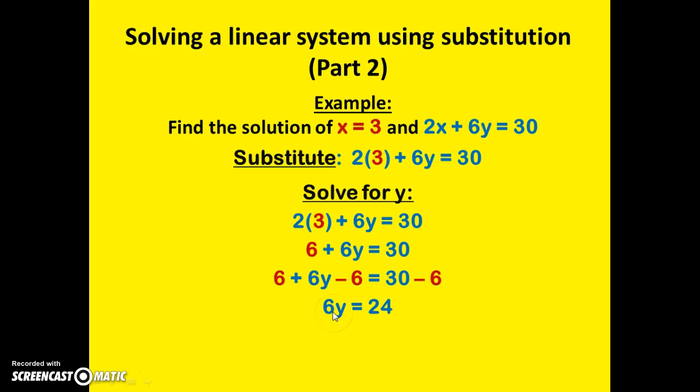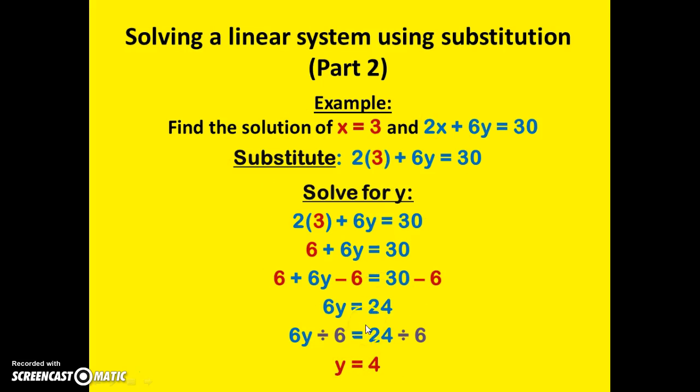Right now, the equation says 6y equals 24, but we don't want 6y's. We want to know what 1y equals. So we're going to divide both sides by 6 to get that coefficient from 6 down to 1. So when we divide 6y by 6, we get y, which is what we want, 1y. 24 divided by 6 gives us 4. So we have our solution. We're given x equals 3, so we had the x part, and now we just found the y part.